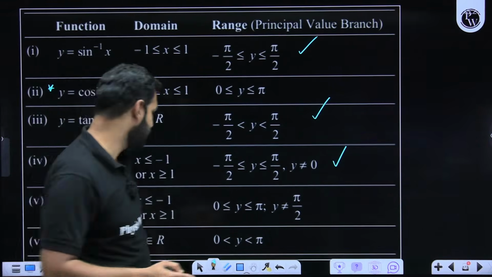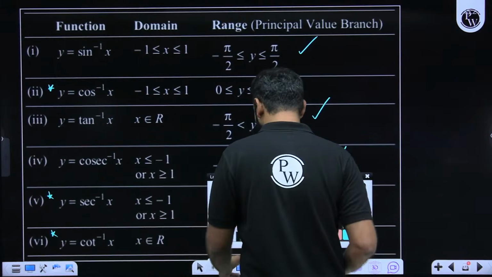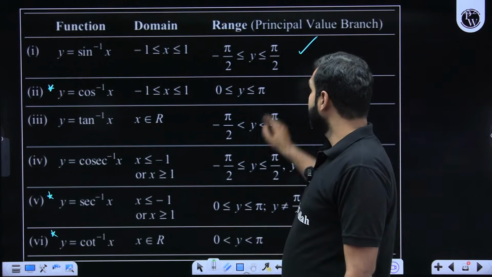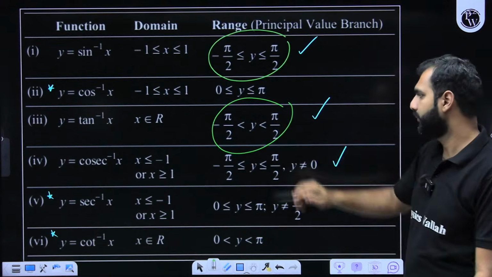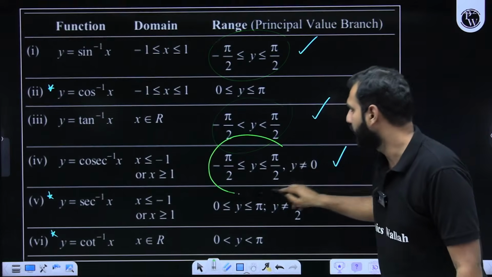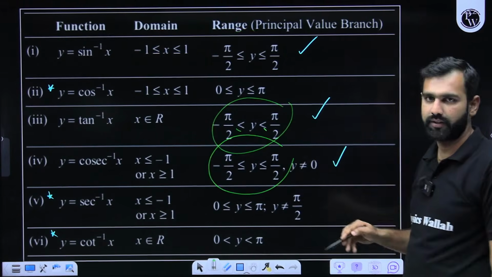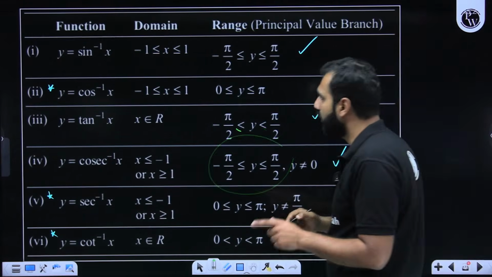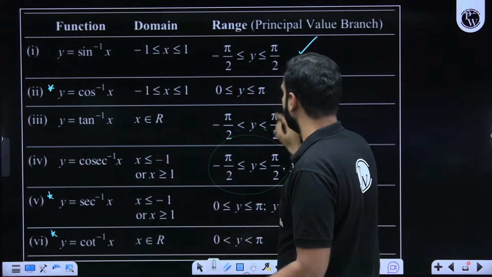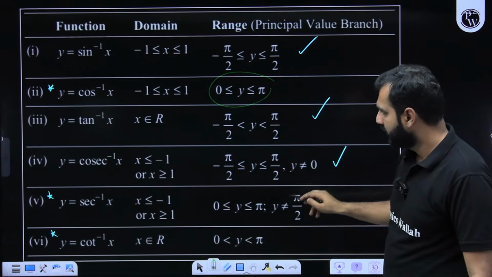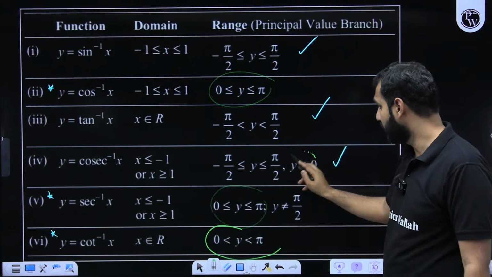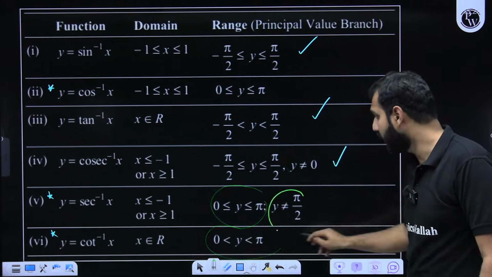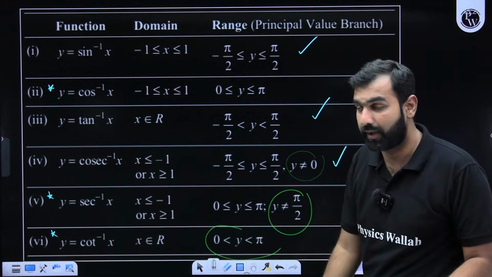Why am I saying so? Just let me give you more clarity on that front here. The idea is minus pi by 2 to pi by 2, minus pi by 2 to pi by 2, and here minus pi by 2 to pi by 2. Of course, for tan, equality is not there. I hope you know the reason. For cos, sec, and cot, 0 to pi, 0 to pi, 0 to pi. But I hope you understand, for cosec, you cannot have 0, and for sec, you cannot have pi by 2 in the range. I hope you're understanding why.